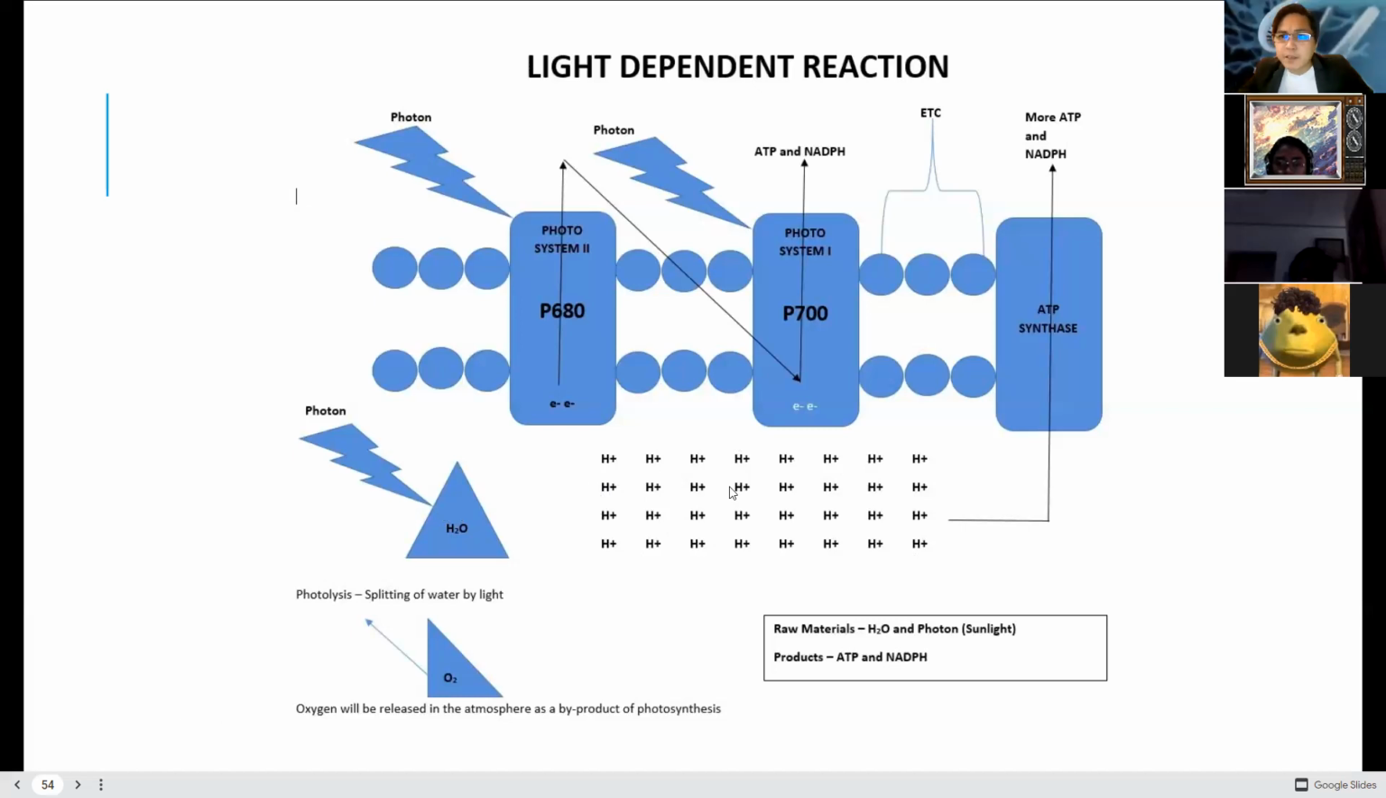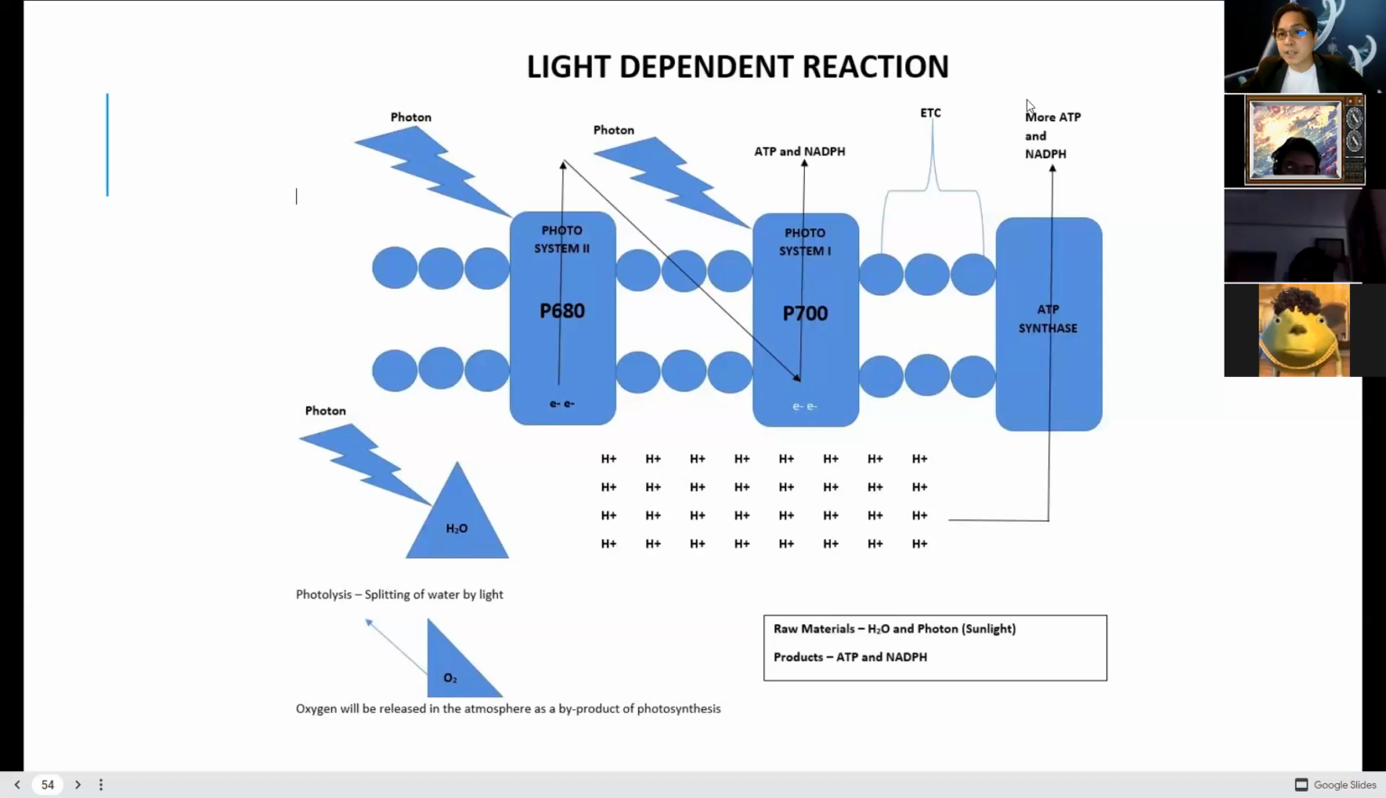What is the purpose of having hydrogen ions in the thylakoid membrane? This is for us to create more ATP and more NADPH in the ATP synthase. It will be used by the ATP synthase to create more ATPs and more NADPH. NADPH stands for nicotinamide adenine dinucleotide phosphate. How is that related to ATP? Later on, we will know that NADPH is convertible to ATP again.